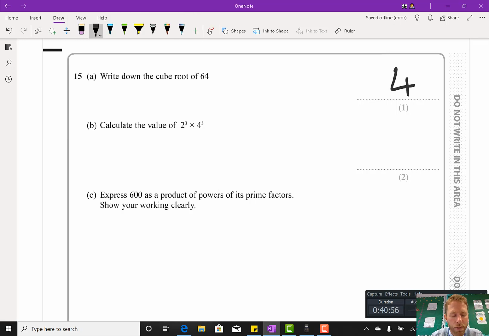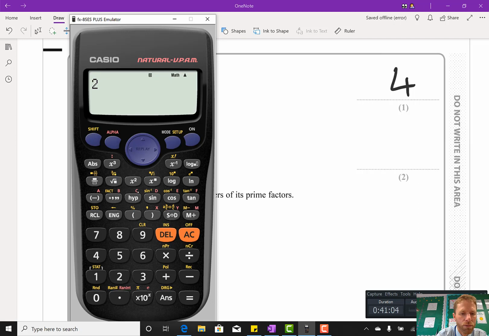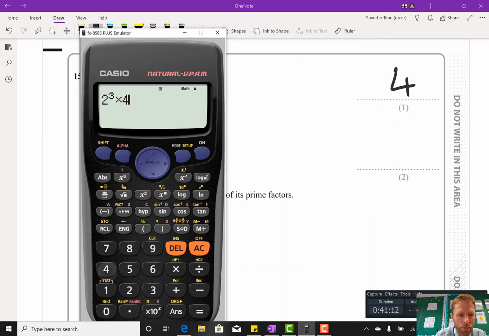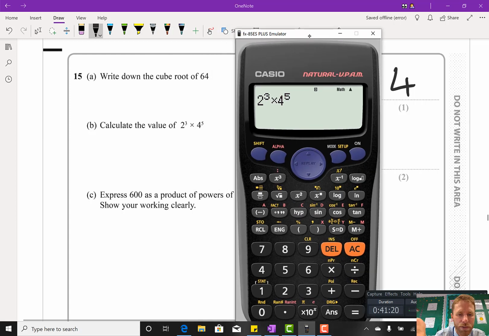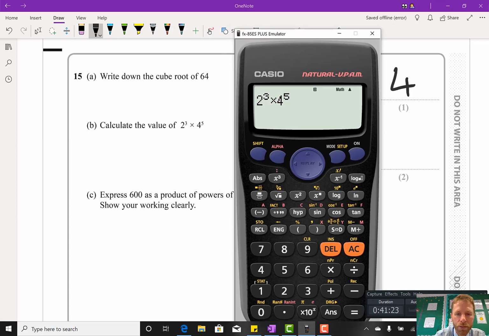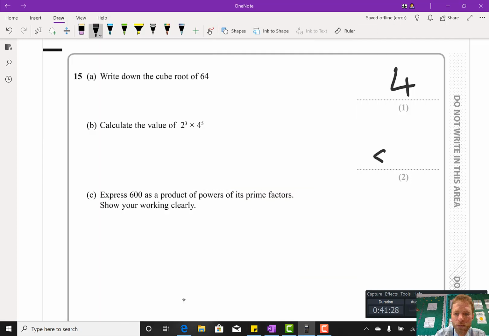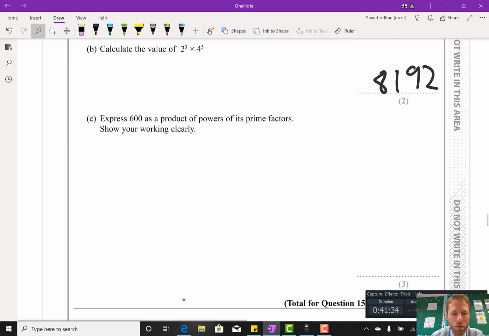Calculate the value of 2 cubed multiplied by 4 to the power of 5. So we're testing the calculator skills again here. So 2 cubed multiplied by 4, and this is where we've got to know how to use the calculator. This will allow me to put any power in, 4 to the power of 5. As long as that looks exactly the same as it does on the paper. Yes, it does. The only way this can go wrong is if I type it into the calculator wrong. 8,192.